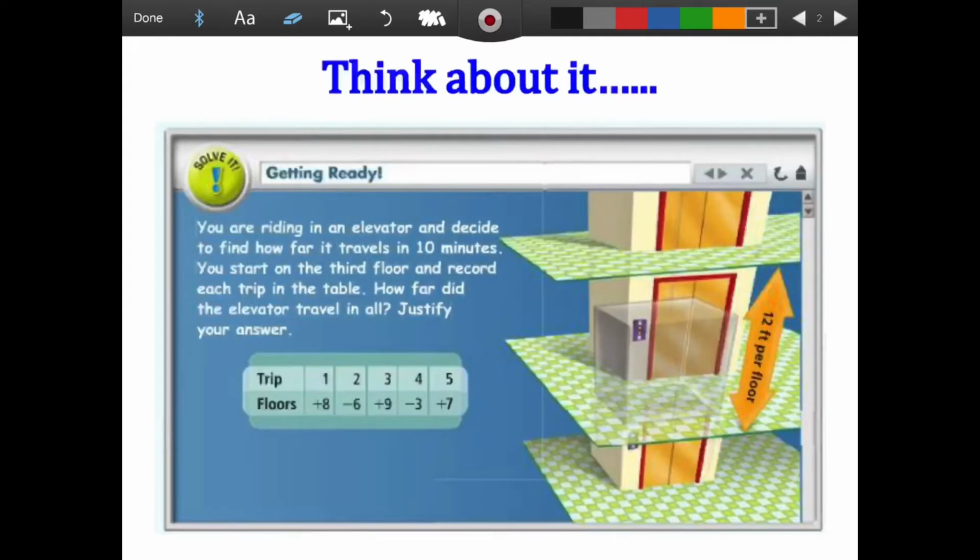Now, it's very important when we're thinking about distance to remember that when you're talking about where you're moving, it can never be negative. I can walk 3 steps forward or I can walk 3 steps back, but I'm never moving in a negative direction. I'm always moving a total of 3 steps. So how far did the elevator travel in all?